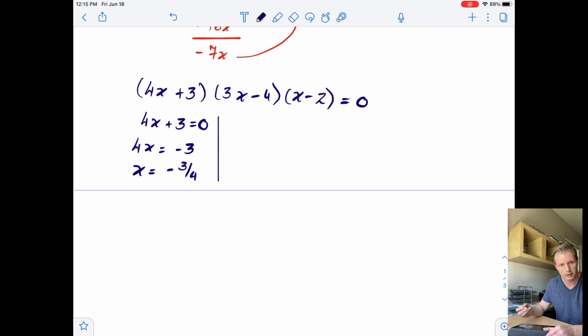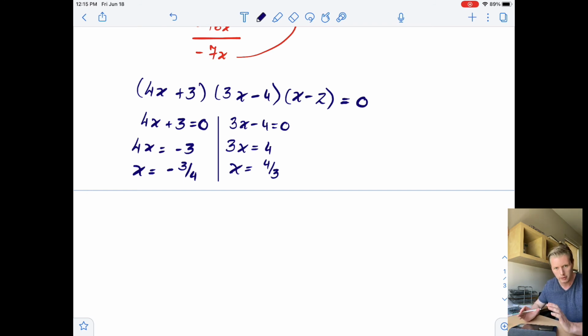Now I take my second factor, 3x minus 4, and let that equal 0. Well, therefore 3x is equal to 4, and therefore x is equal to 4 over 3. That's my other root, 4 over 3 comma 0, right? That would be the ordered pair. There's another value of x for which this function is 0.